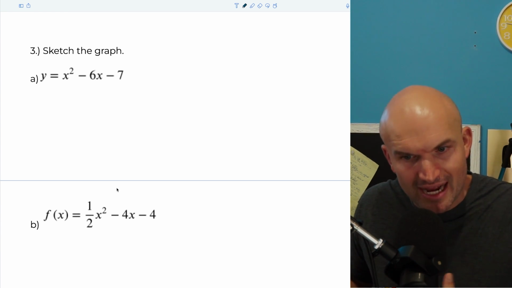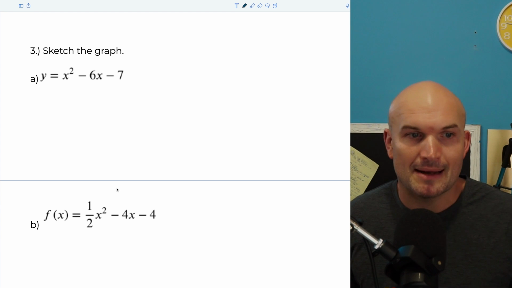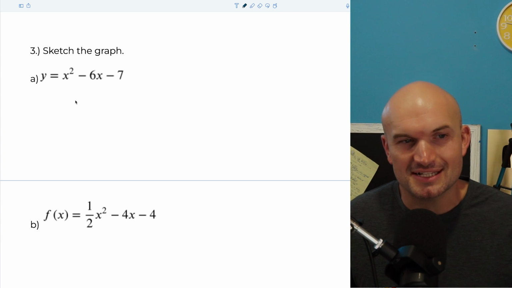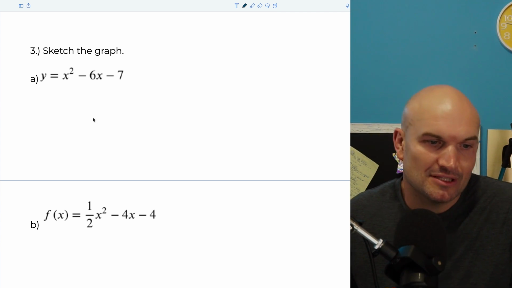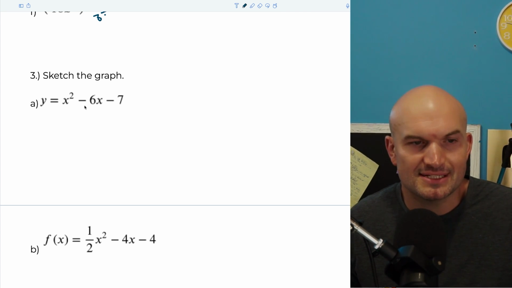Like if you just need to sketch a graph or if you need to identify the vertex. And in this case, it's just to sketch the graph. So I'm going to go with what I have and what I can use, because sometimes finding the vertex or finding the intercepts is going to be a little bit easier than other parts. So in this case, I have y equals x squared minus 6x minus 7.